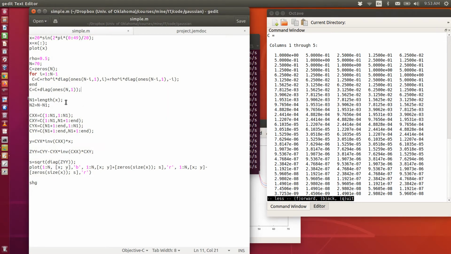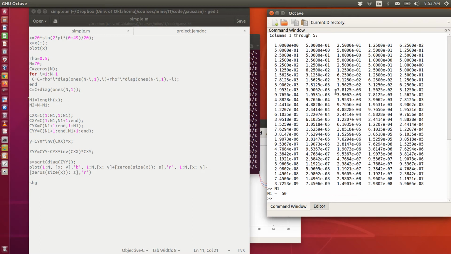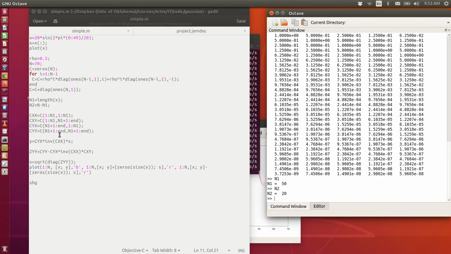And then M1 is the length of X. It's the first 50 samples, so M1 is just 50 here. And then N2 is the remaining samples, so that's the last 20. So we get CXX, CXY, and CYY from this entire 70 by 70 covariance matrix. Then the mean of Y is the inverse of CXX multiplied by X, then multiplied by CYX, and then CYY will be given like this again.